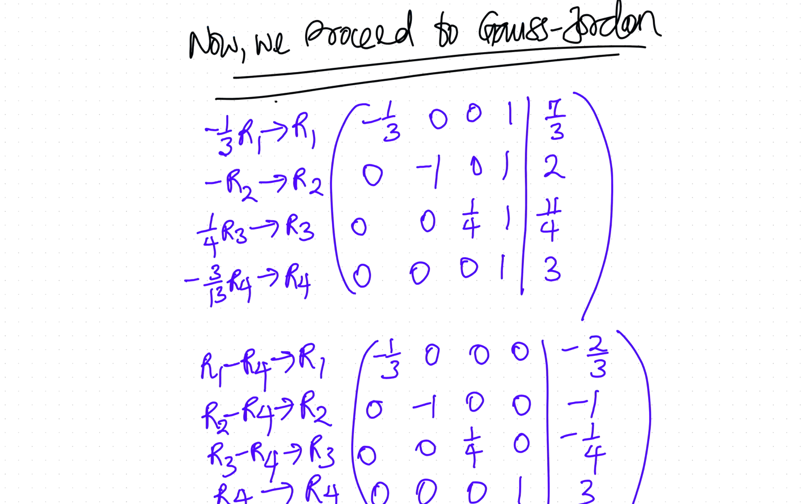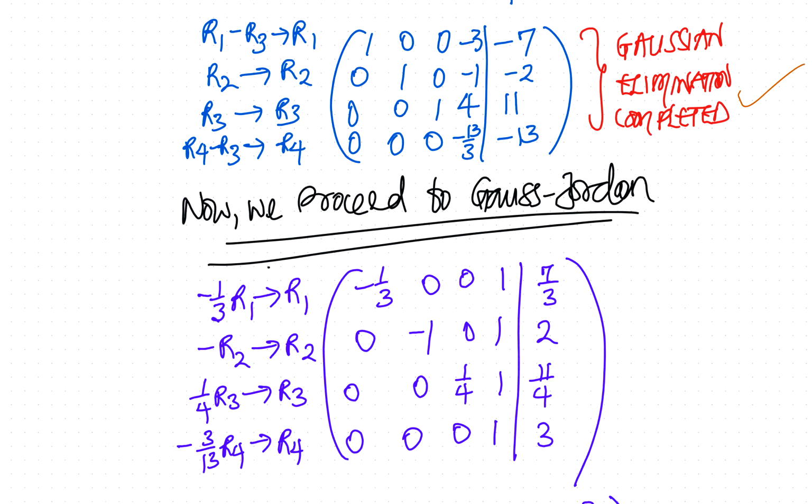So to make this 1, we need to multiply the old row 1 by minus 1 over 3. So minus 1 over 3 times 1 is minus 1 over 3, minus 1 over 3 times 0 is 0, minus 1 over 3 times 0 is also 0, minus 1 over 3 times minus 1 over 3, that's 1, and minus 1 over 3 times minus 7 is 7 over 3. So that's settled. Then the old row 2, we need to make this one.